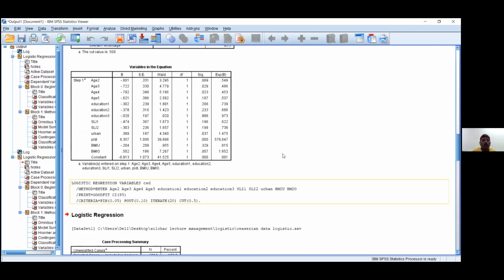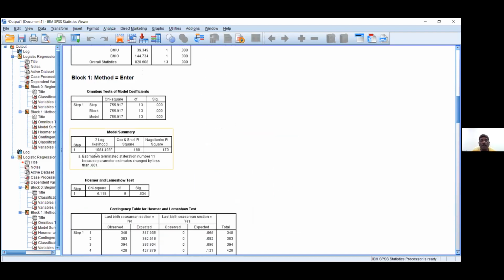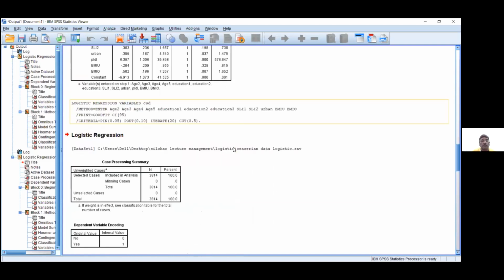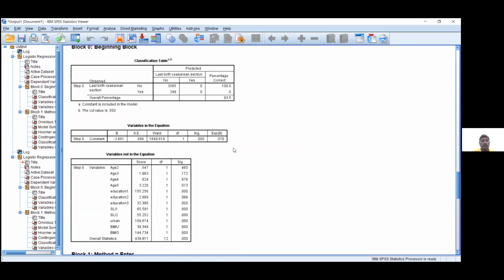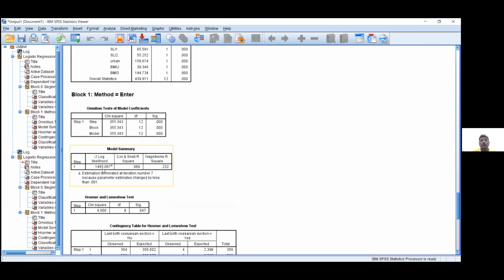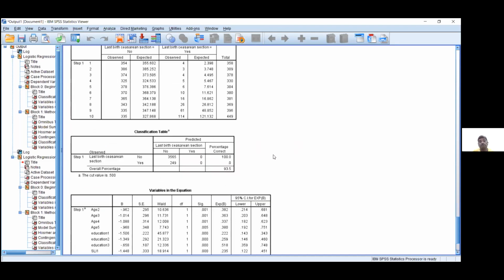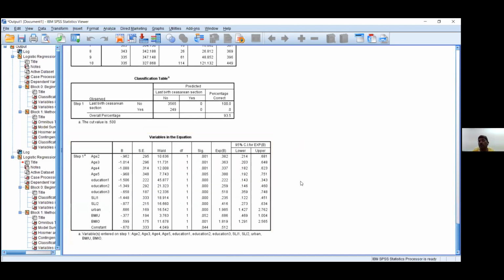See here, for the first model, what is the log likelihood? 1084. And here, log likelihood 1485. So this log likelihood minus log likelihood is more. So this model is more appropriate, I think. This model better explains the phenomenon, the seizure and delivery phenomenon, than that previous model.